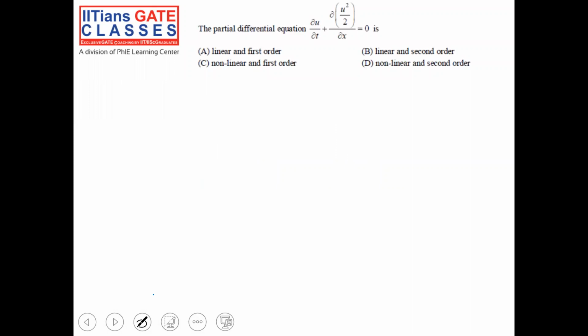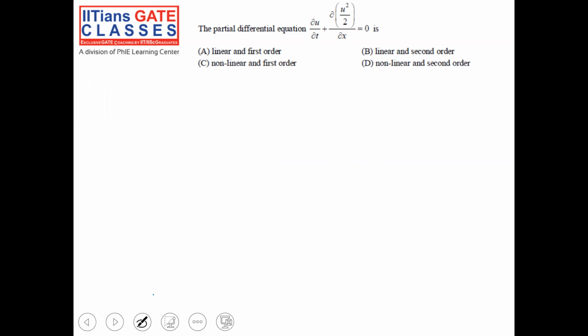Coming towards the first question. This question is for 1 mark and is from partial differentiation. So it's from the differential equation topic. They have given the partial differential equation and asking us whether it's linear or non-linear and what is the order of it.